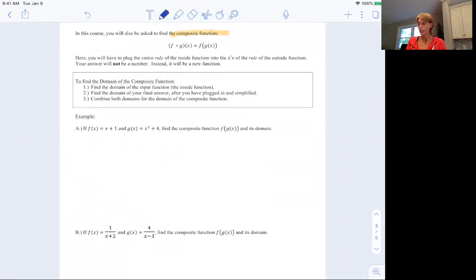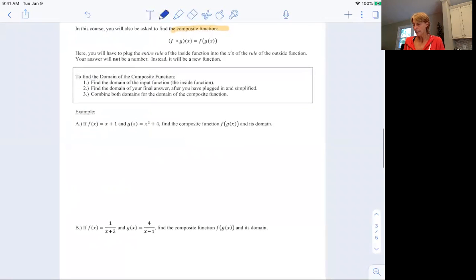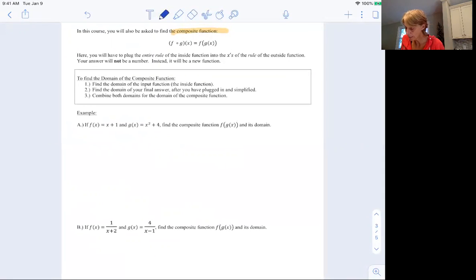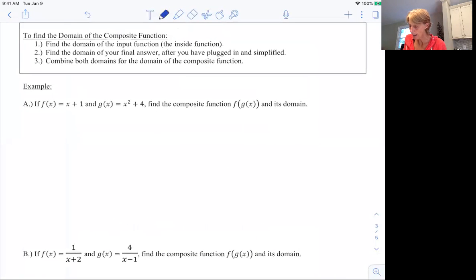Be aware of that. Now, to find the domain of a composite function, because it is something we talk about in this class, after you get your new function, you're going to find the domain of the inside function. You're going to find the domain of your final answer. And then you're going to combine both of those domains together to create the domain for the composite function. In example 1, f of x equals x plus 1 and g of x equals x squared plus 4. We want to find f of g of x.